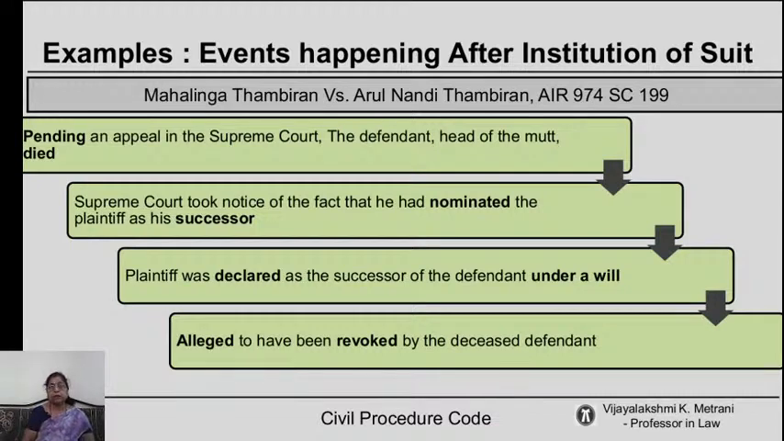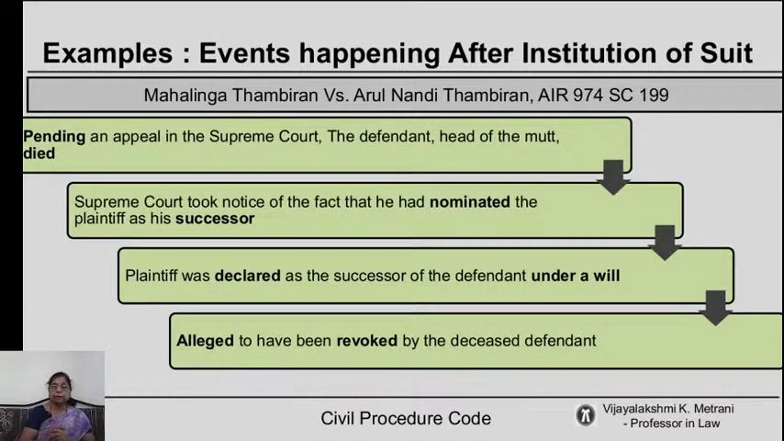This is a landmark case because it is a All India Reporter, it is 1974. Okay, then pending the appeal in the Supreme Court, what has happened is the defendant was the head of the mutt, and the plaintiff who files this case, he was declared as a successor of the defendant under a will. So the will comes into force after the death of a person, right?